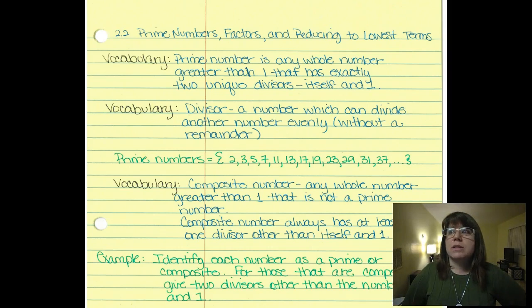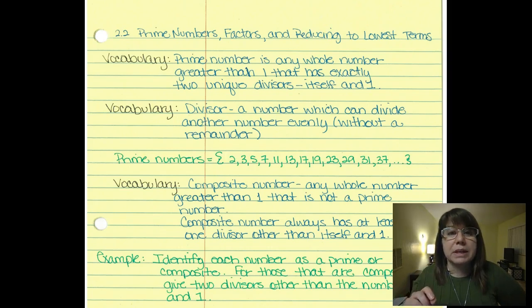So let's choose a number, 2. Let's see, 2 is greater than 1, and it has two unique divisors, 2 and 1. So 2 times 1 will get me back to 2. But there's no other way with whole numbers to break apart 2. So 2 would be a prime number.